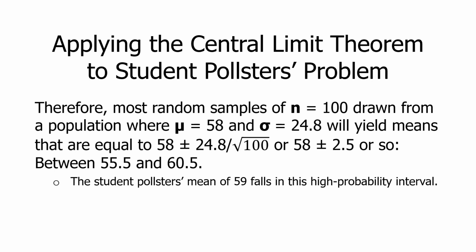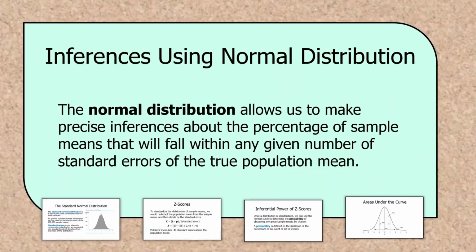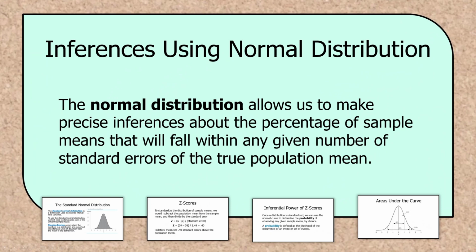You know, when they reached into that population and took that sample, there was a 68% chance they would get a mean in that interval, and indeed they did. Now let's talk then about the shape of the sampling distribution. We know about the central limit theorem. The central limit theorem says the distribution will be normally distributed.